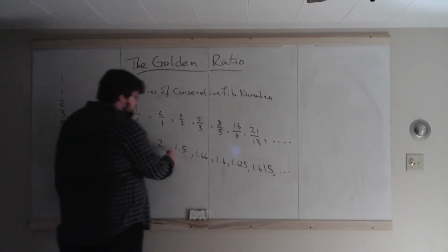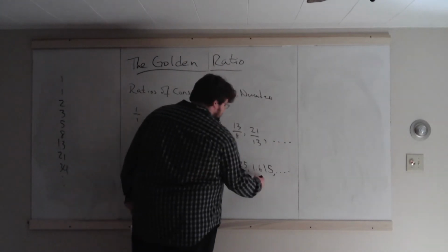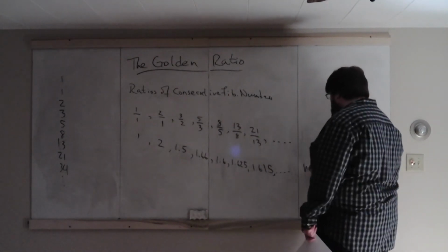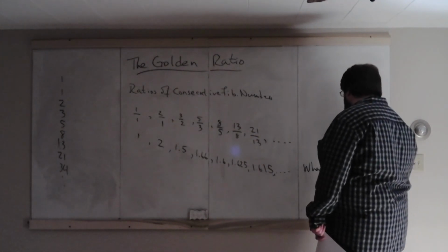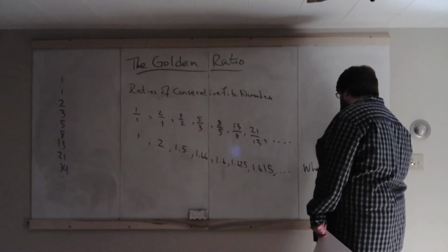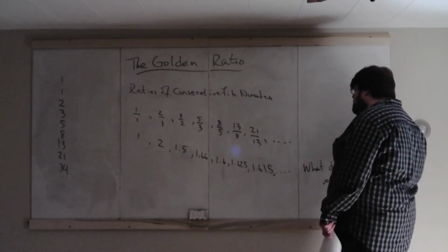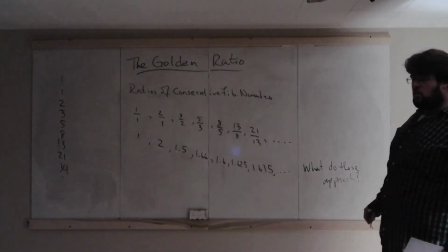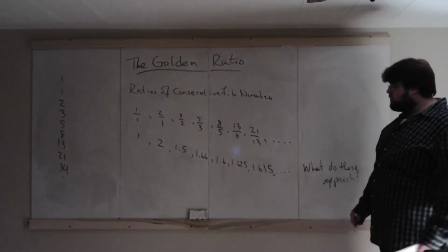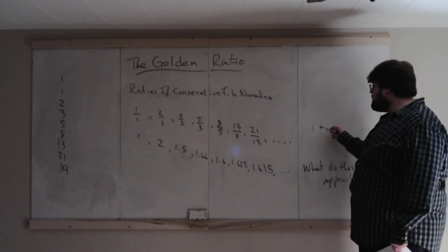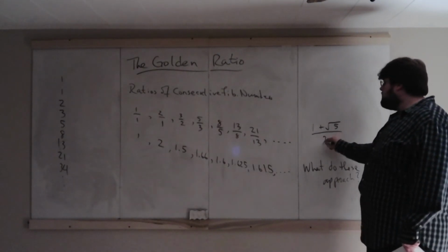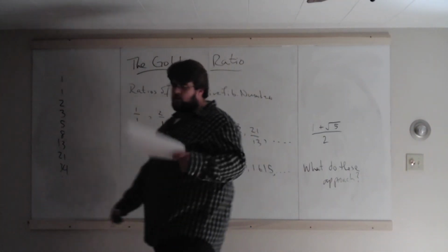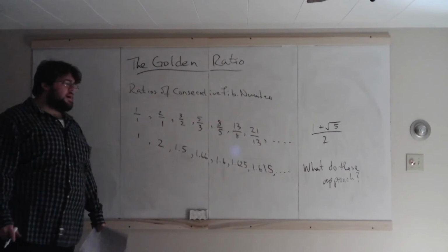1, 2, 1.5, 1.66. Notice these are all 1.6 something. So you might suspect they approach an actual number as you keep going. And they do approach a certain number. They approach what is known as the golden ratio, 1 plus root 5 over 2. Now, why is it a golden ratio? We're going to derive that number in a moment. Why is that called the golden ratio?